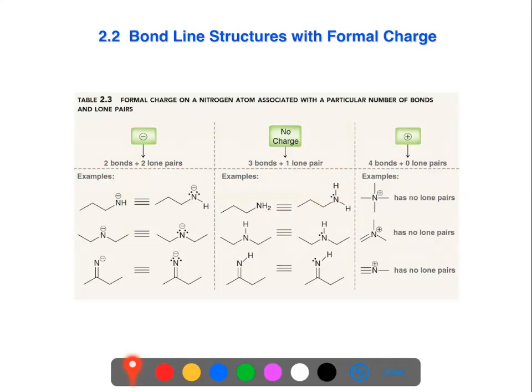One last point I'd like to make is that we're not to violate the octet rule, which basically states that for second row elements, we cannot have more than 8 electrons in its valence shell. And so elements like carbon, nitrogen, and oxygen can only have a total of 8 electrons involved in either bonding pairs or non-bonding pairs of electrons.